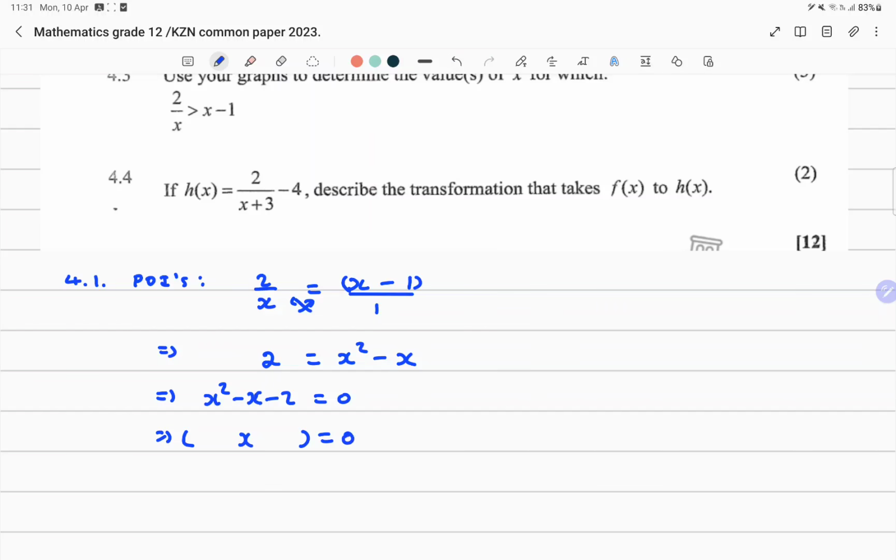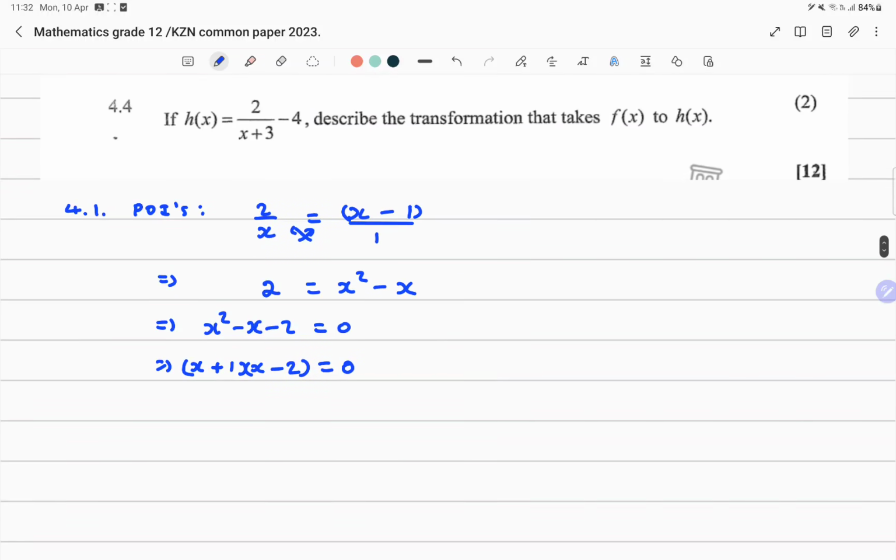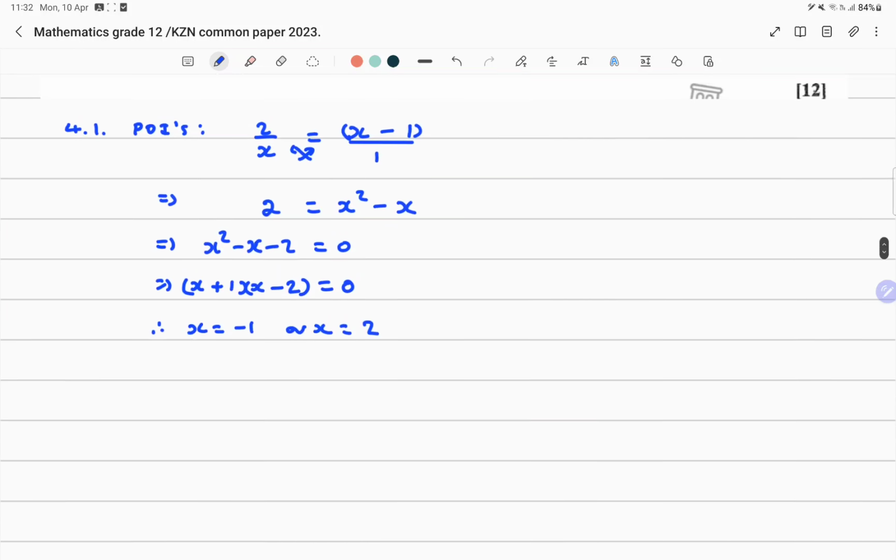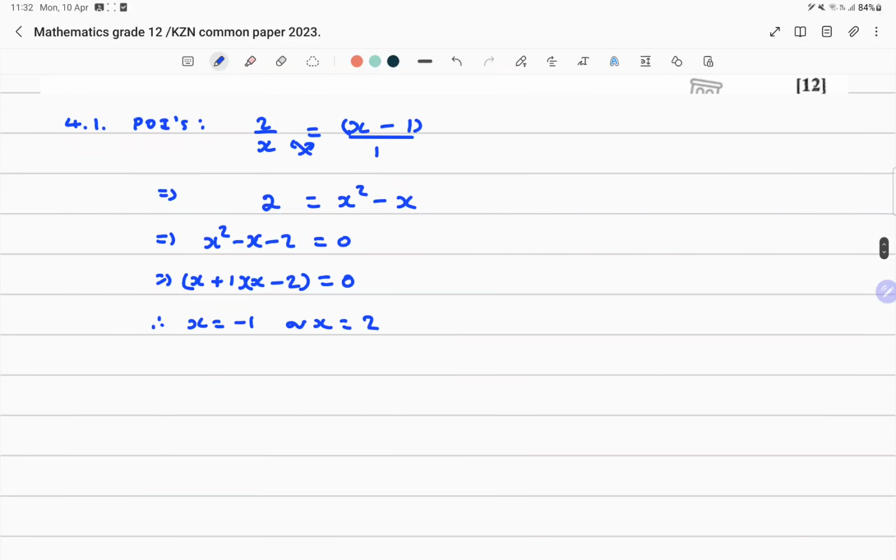So this can be factorized, most likely, not always. So it's x, factors of 2 that give us a 1. It's just 2 and 1. Now the signs are a terrible one. So this one is negative, this one is positive. Therefore x is equal to minus 1, or x is equal to 2. So it means these graphs will intersect there. I think I'm losing so much space.